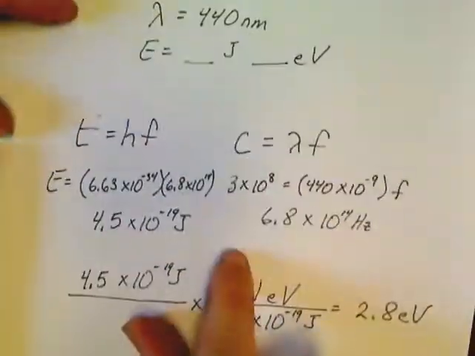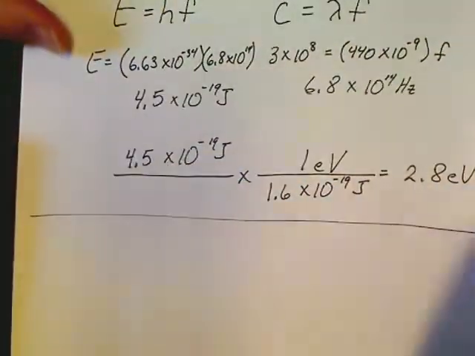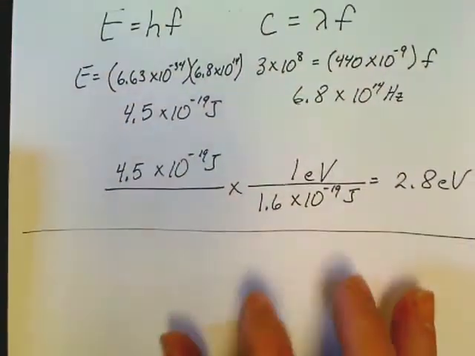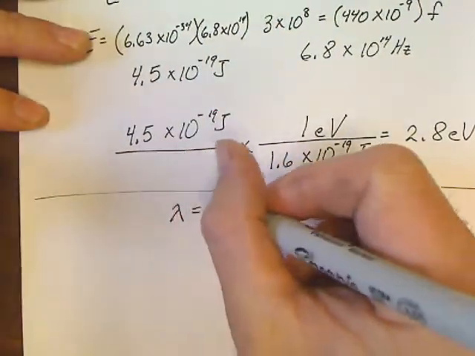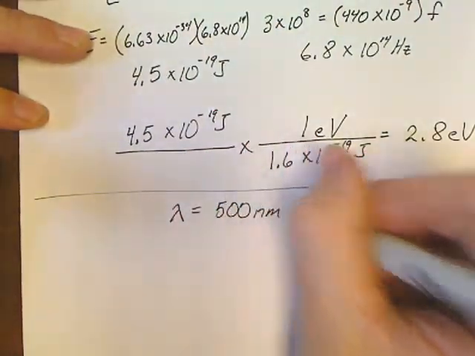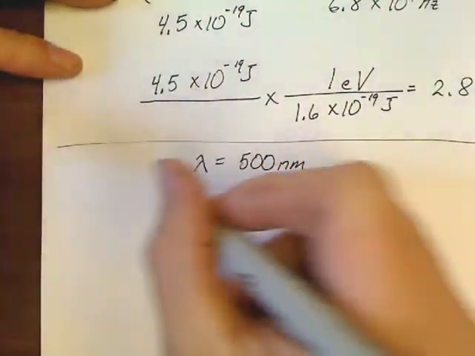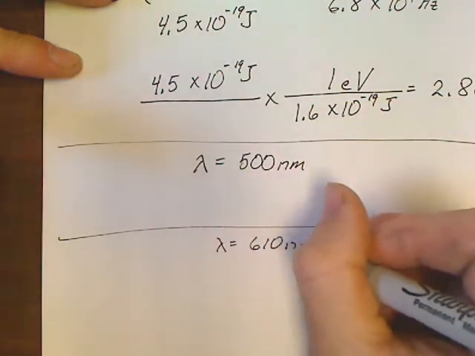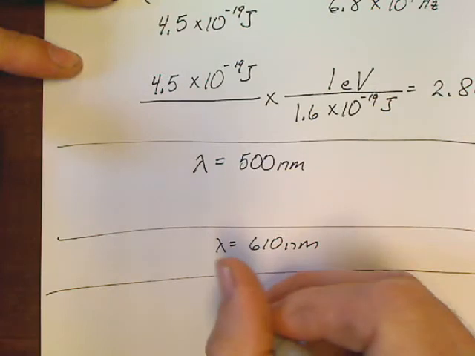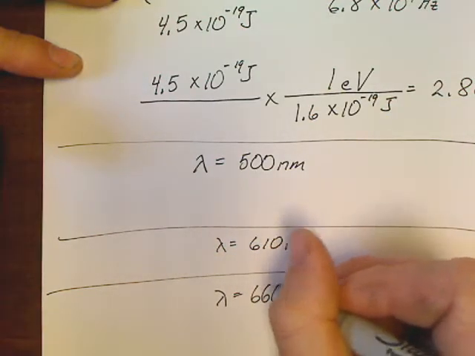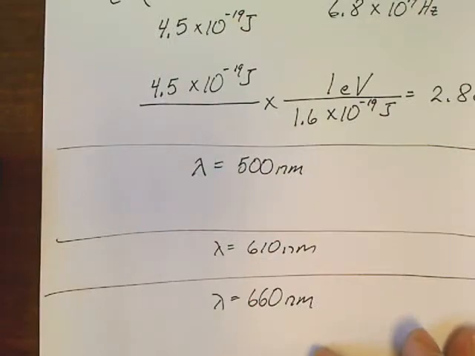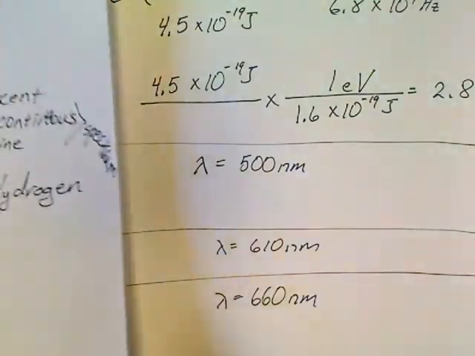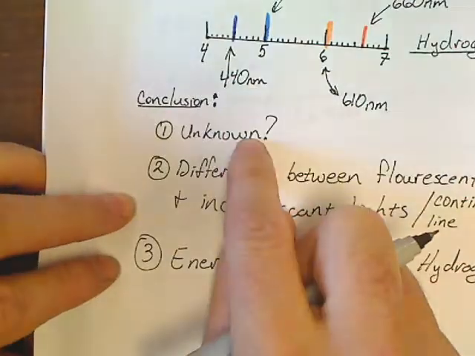eVs. Now, I should have a set of calculations just like this for every wavelength. So if this was my number 1, 440, my next one is going to be 500 for me. So now I would do the exact same set of calculations for 500 nanometers. Then for me, I would do another set of these calculations for 610, and then a last set of calculations. And again, yours may not be exactly these. I got these off of a student's. Would be 660.